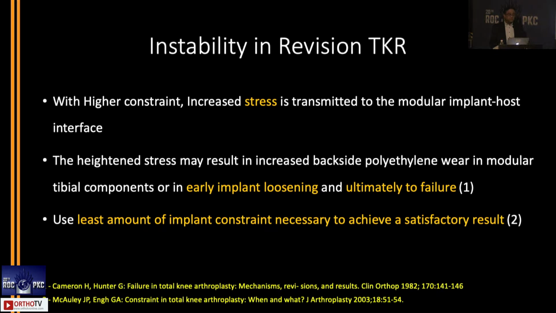So with higher constraint, increased stress is transmitted to the modular implant host interface. This will lead to implant loosening and ultimately to failure. So obviously, it is a fundamental principle to use the least amount of implant constraint necessary to achieve a satisfactory result. So you just cannot put a hinge on a primary knee.